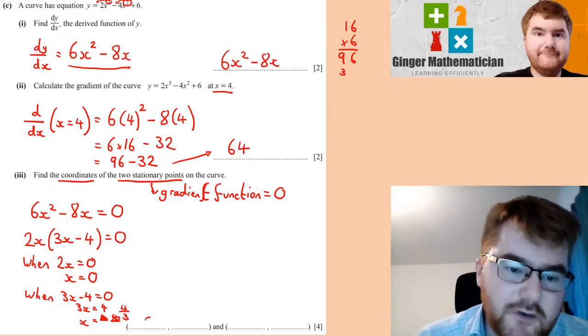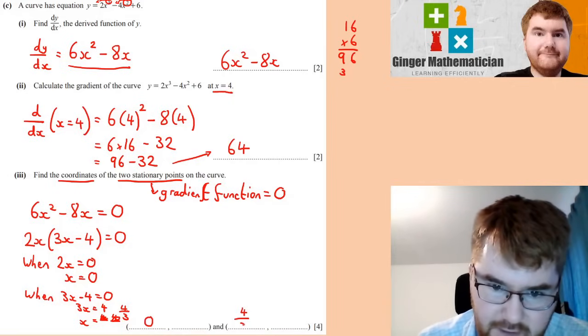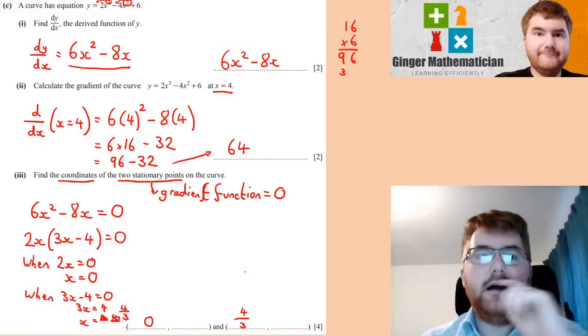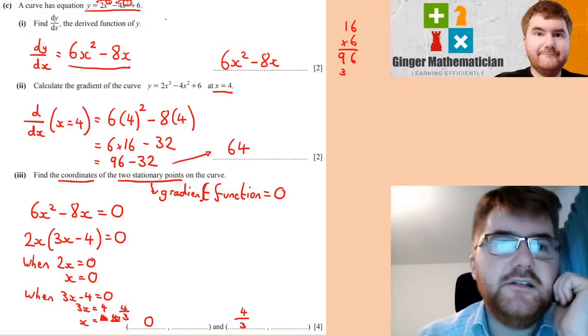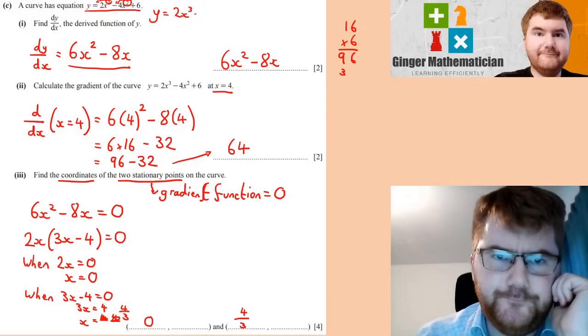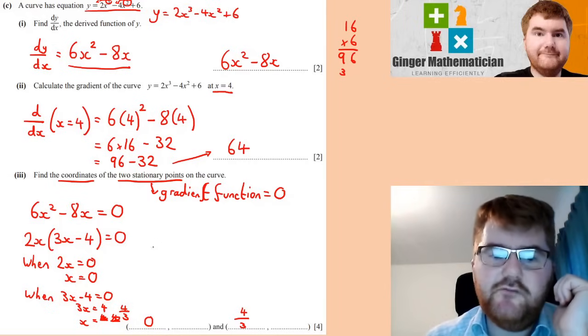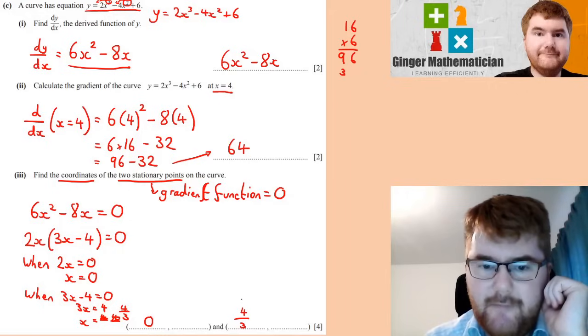So that's our x coordinates of the turning points. So 0 and 4/3. And now we need to work out the y. So we need to take our function right up here. So this is equal to y equals 2x cubed minus 4x squared plus 6. And now we need to replace the x in here with these values of 0 and 4/3.